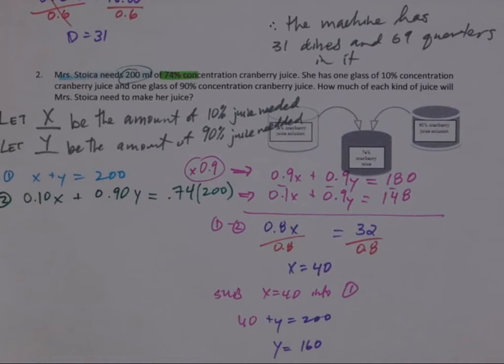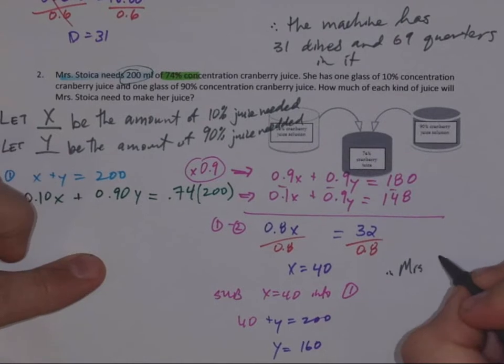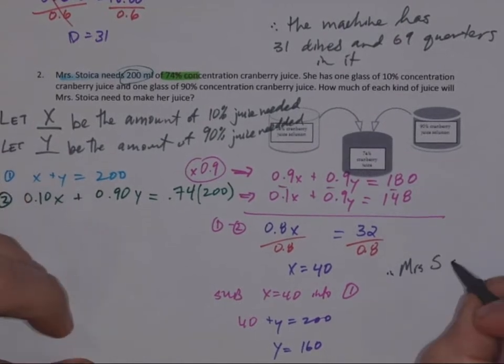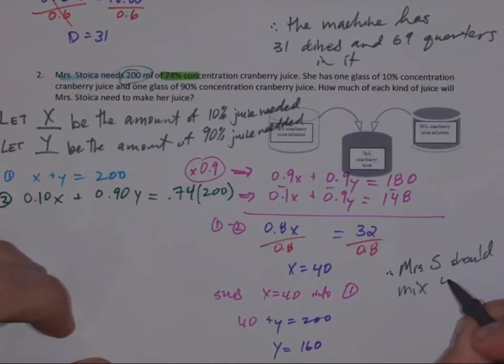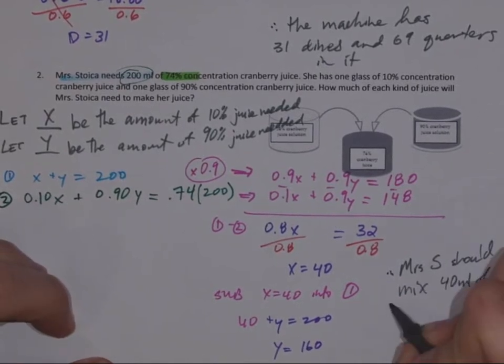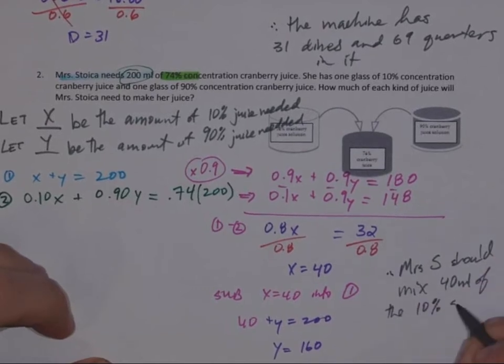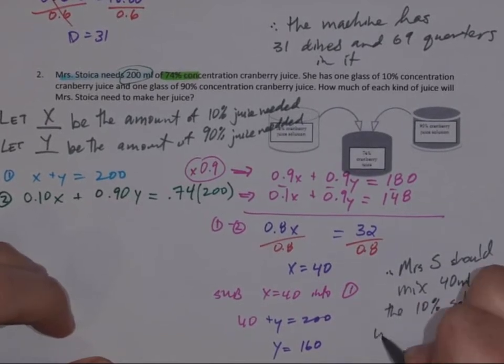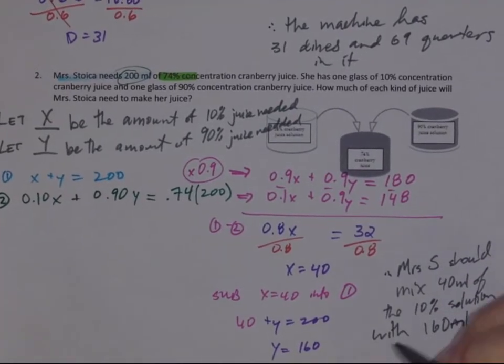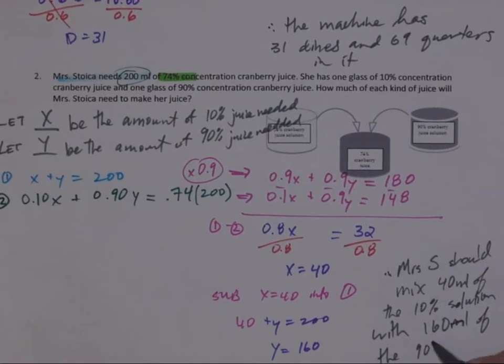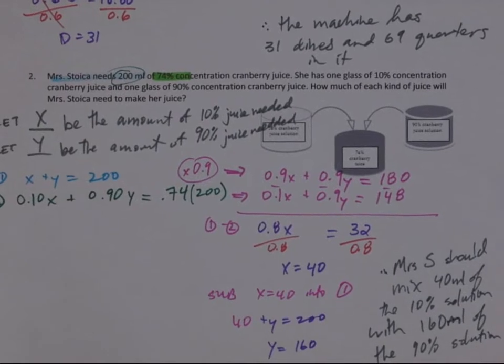And now we've completed. We have our solution. Therefore, the store should mix 40 milliliters of 10% solution with 160 milliliters of the 90% solution or juice. Nice.